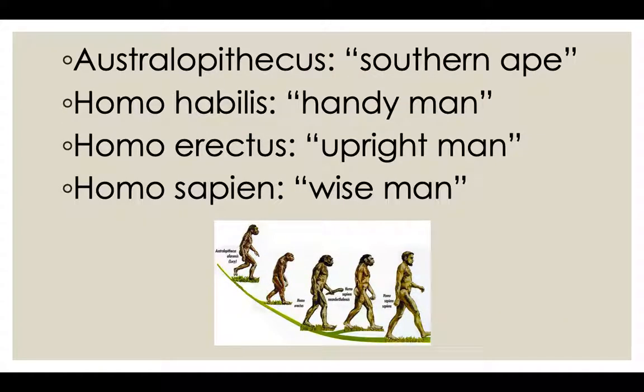These are the four main early humans we've studied and their meanings. So again, Australopithecus is southern ape. Homo habilis means handyman. Homo erectus means upright man. And Homo sapien means wise man. So if you're making sense of things here, Homo means man, and the other parts of the words mean handy, upright, and wise.